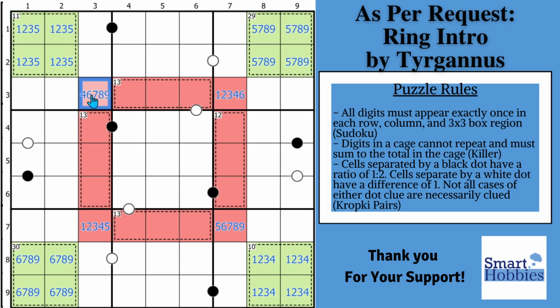I appreciate that. This has to be a 9. This has to be your 9. This has to be a 6. And this has to be a 5. Once you see that, now we can continue on with solving this puzzle using the rest of the rules of the puzzle. And this is a beautiful solve.